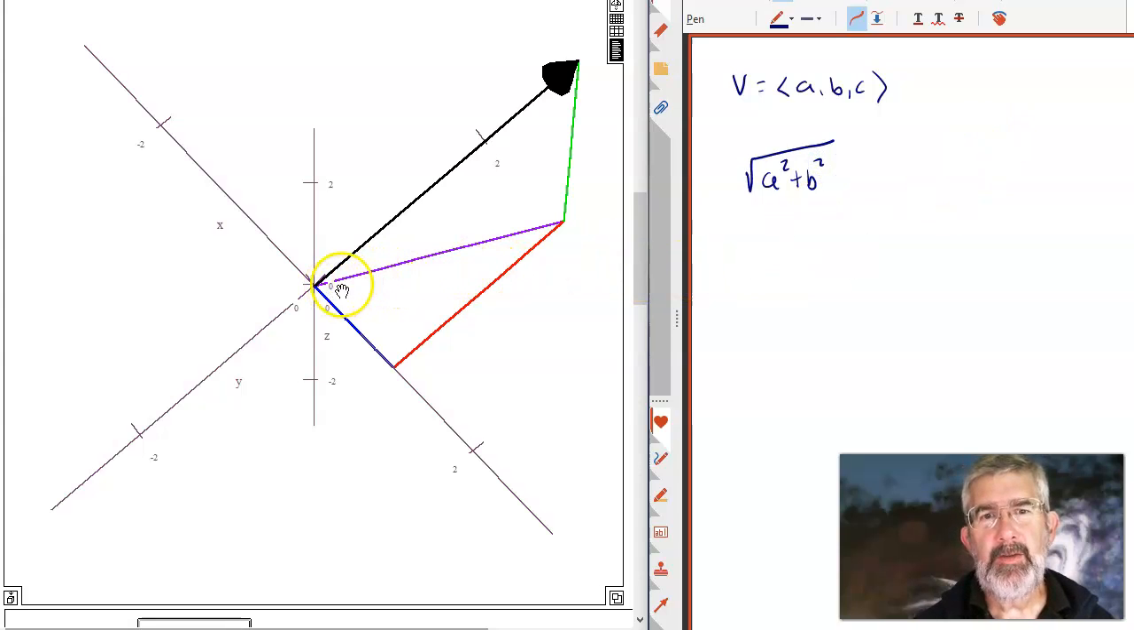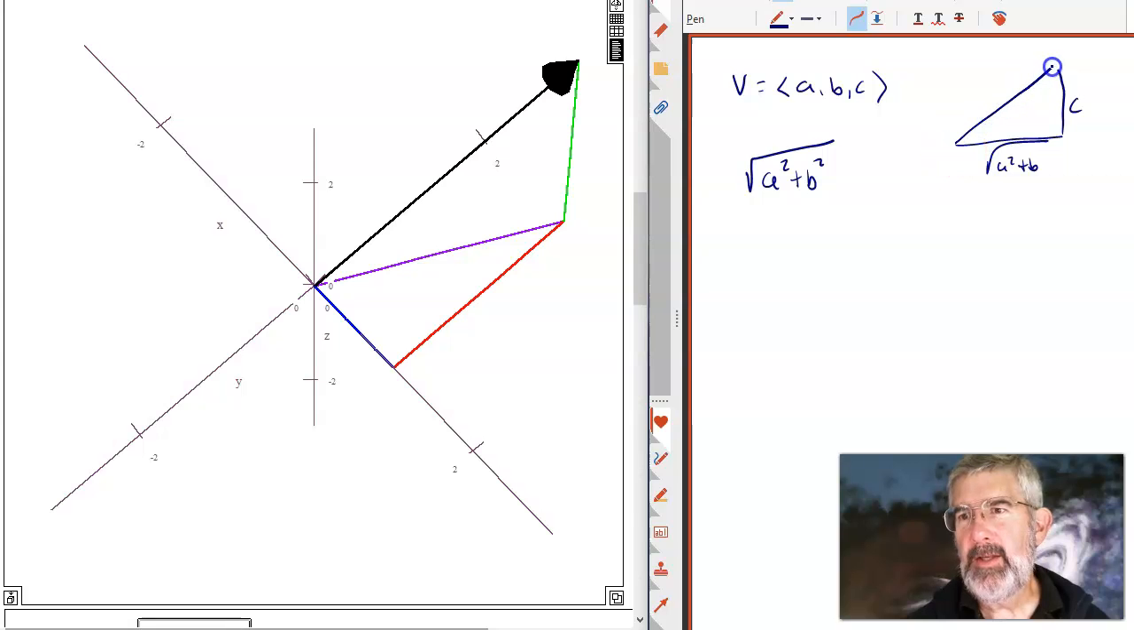So now, looking at the triangle with purple, green, and the vector we want, I have that the bottom side there is the square root of a squared plus b squared, and the vertical side is c, and I want to know that hypotenuse there. Well, how do I use the Pythagorean theorem? I square both of these two things. So when I square the square root of a squared plus b squared, the square and the square root are going to cancel out, plus c squared.